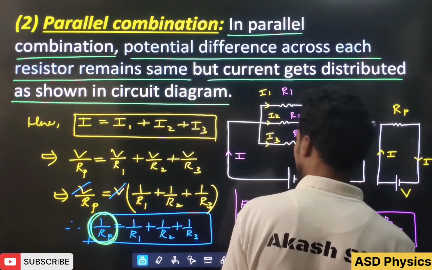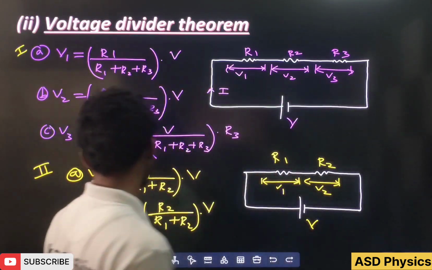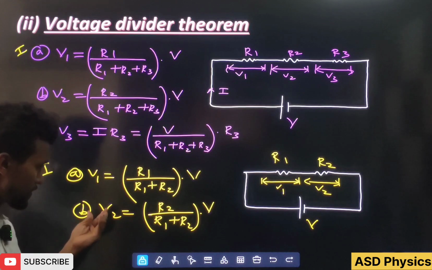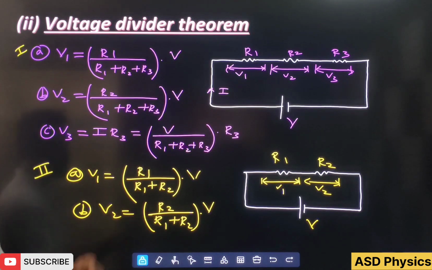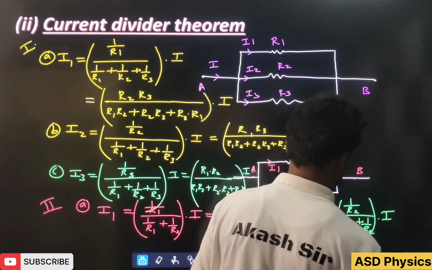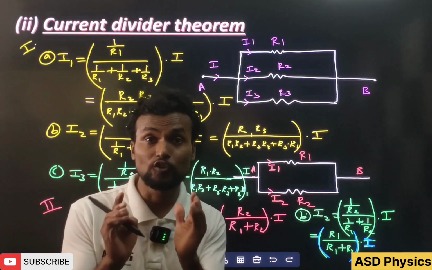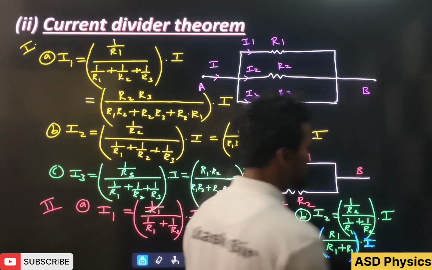Students, here again I will tell you one more thing. In the voltage divider theorem, what was there? V1 this side R1, V2 this side R2. Can you see very well? But in the current divider theorem, I1 means R2, and I2 means R1. I hope you have understood very well what I am trying to tell you.